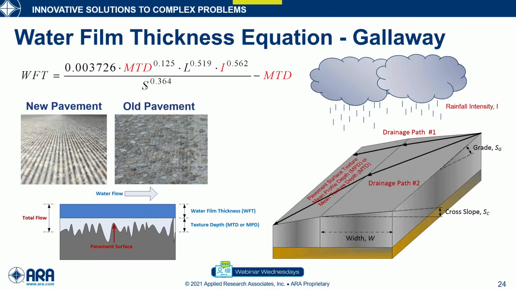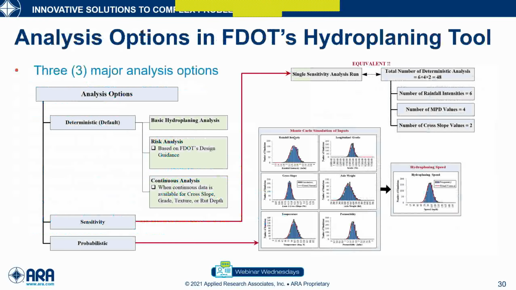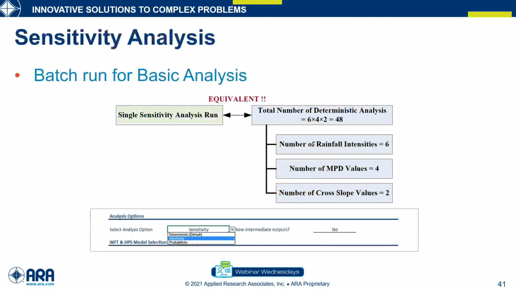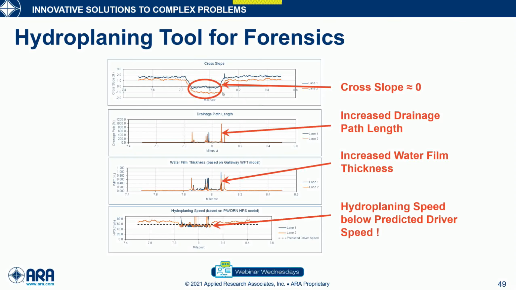Yes, sure. Also, is it possible to back calculate cross slope for use in proposing maintenance treatments? Yeah, that's one of the things we did in the example I showed you for the sensitivity analysis. Right here you have a section with almost no cross slope, and we ran the sensitivity analysis to find what the cross slope should be so that the drainage path is not this long and the hydroplaning speed falls above the predicted driver speed. So you can use the sensitivity analysis option to back calculate what the cross slope should be to avoid all these problems right here.